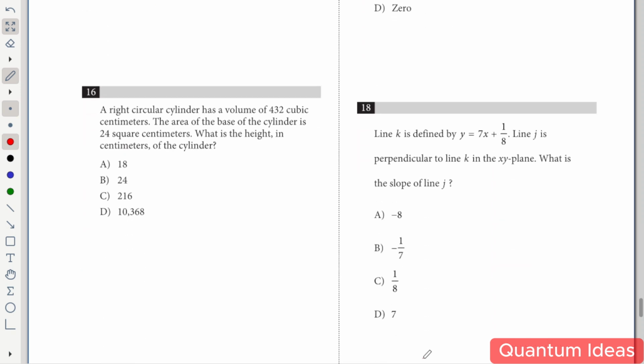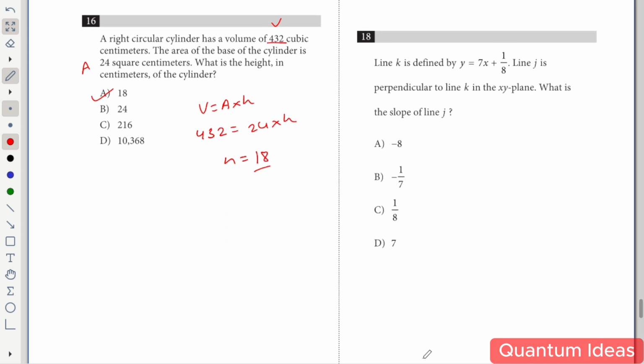So number 16, a right circular cylinder has this volume. The area of the base is this. What is the height? Volume is basically area of base into height, right? So 432 equals 24 into height. Height is 432 by 24, and if you solve it, you will get 18. So your final answer is 18, simply.